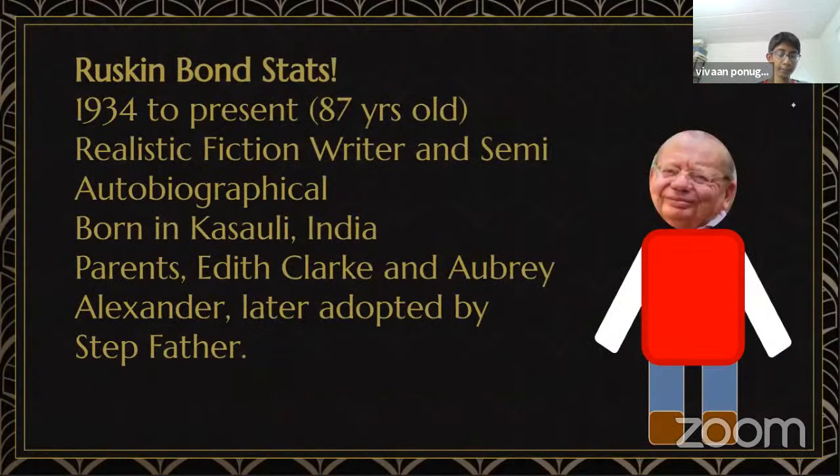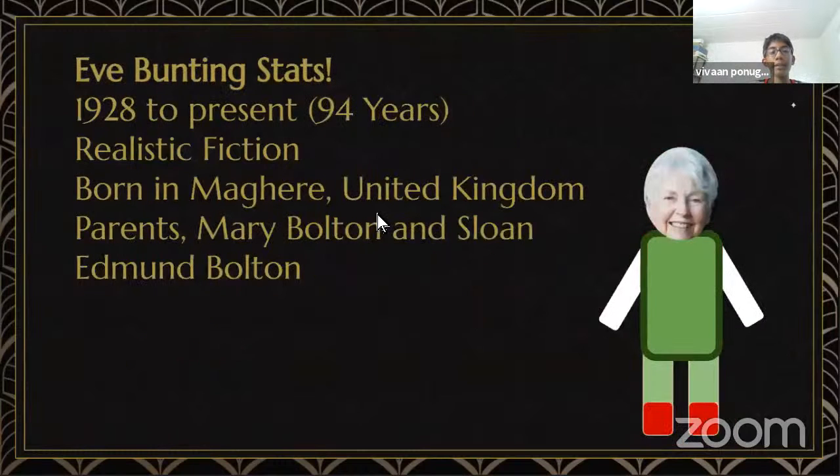So Ruskin Bond's status. He was born in 1934 in Kasauli, India, and it goes all the way to present 2021, and he's right now 87 years old. So, like I said, realistic fiction writer and semi-autobiographical. His parents are Edith Clark and Aubrey Alexander. He was later adopted by a stepfather, and he has British heritage, but he's from India.